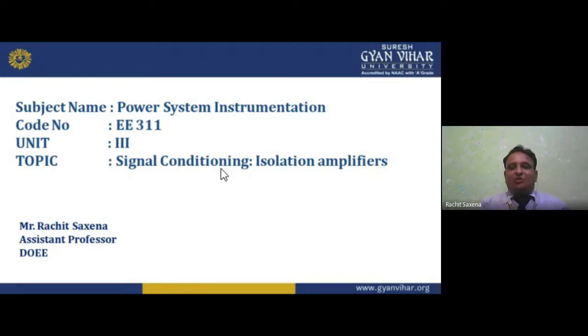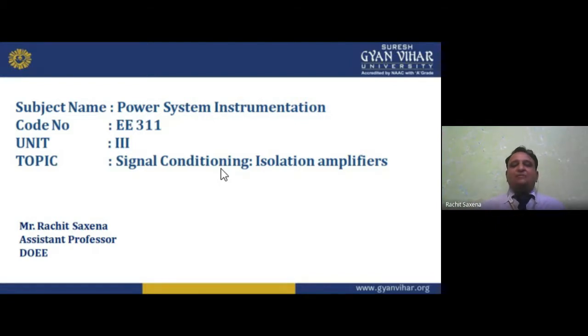For example, I want to convert the analog signal I am having to digital. So I need an analog to digital converter. Okay, so I need a transducer there. So the transducer will be there. Though in signal conditioning we have the transducer also, but we have the amplifiers.